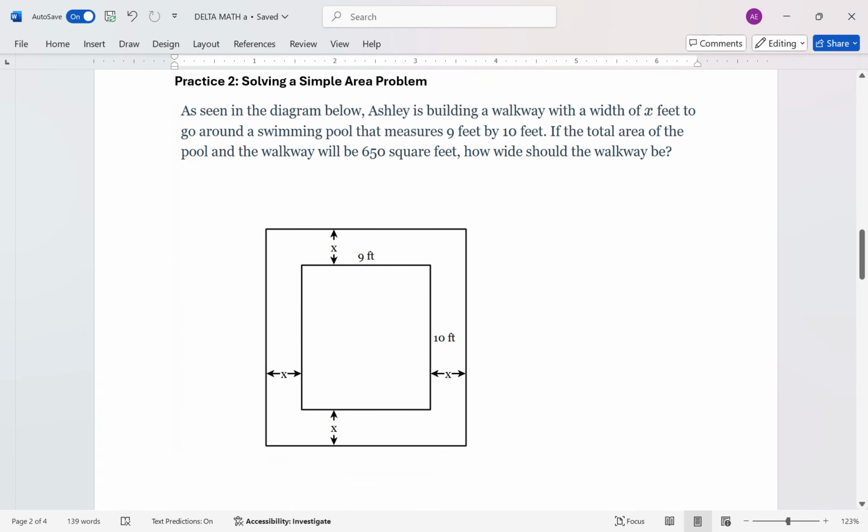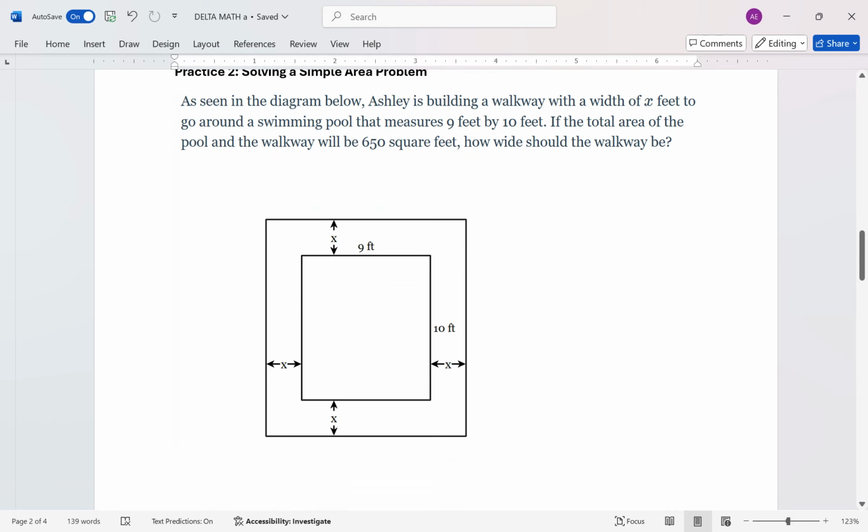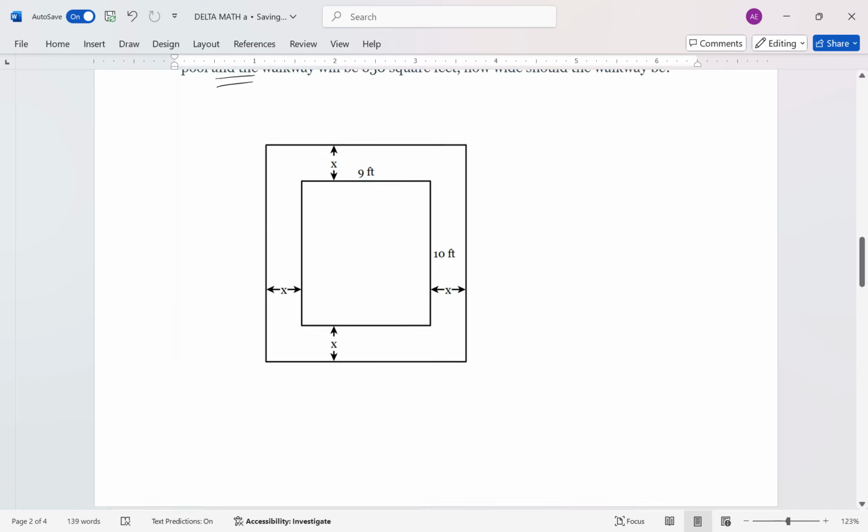Make sure your solution is the correct one. Same for practice 2. Determine an expression for your base, an expression for your height, total area of the pool and the walkway, 650 square feet. Get your solution, check the answer key, make sure it's the correct one.